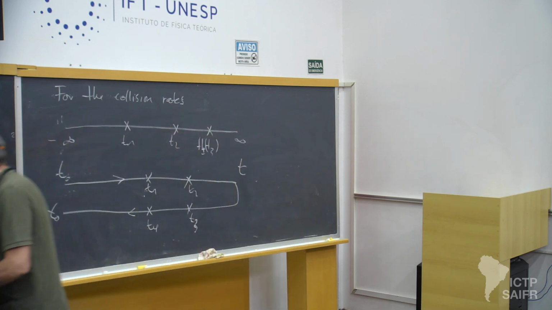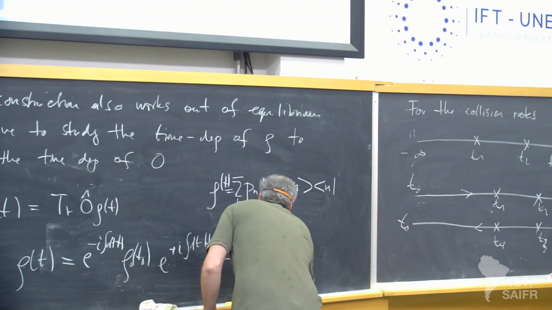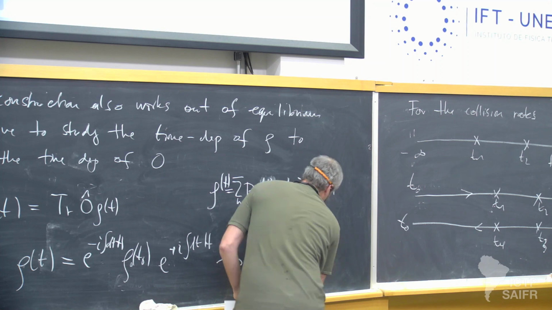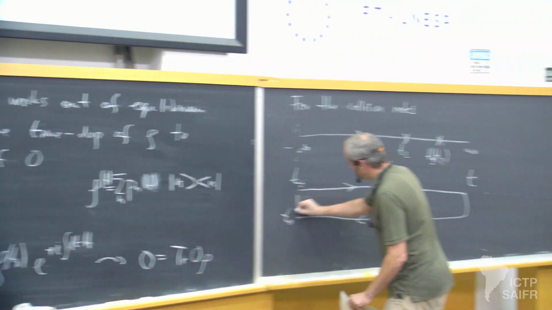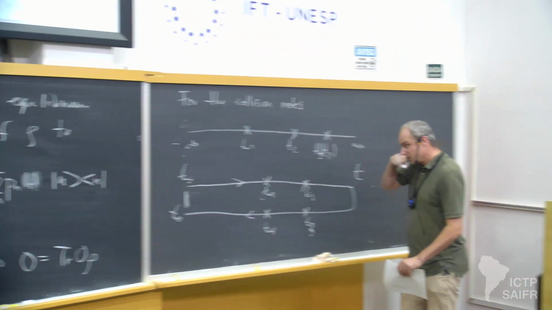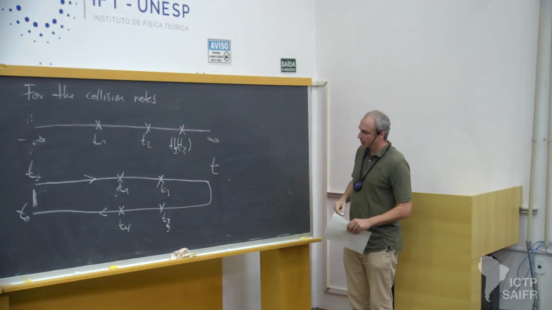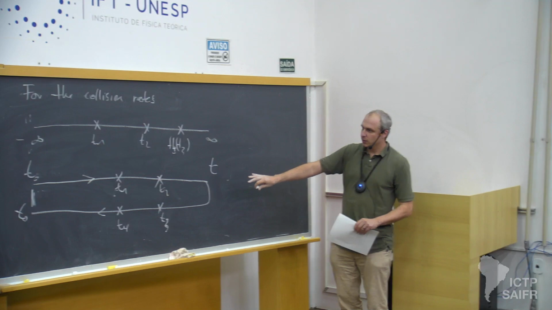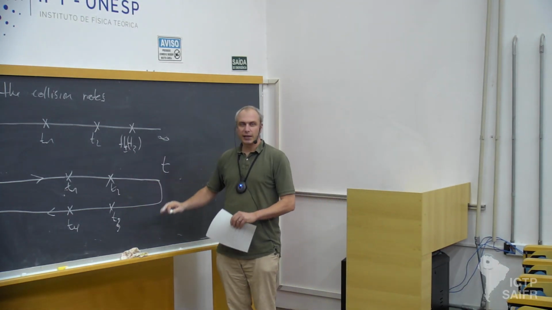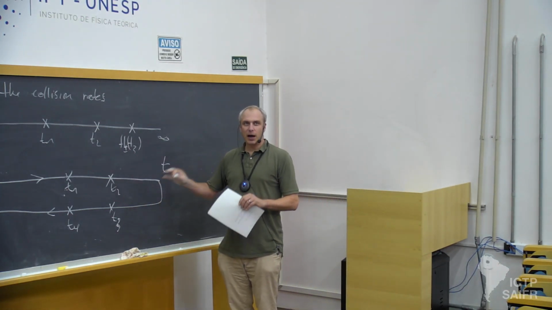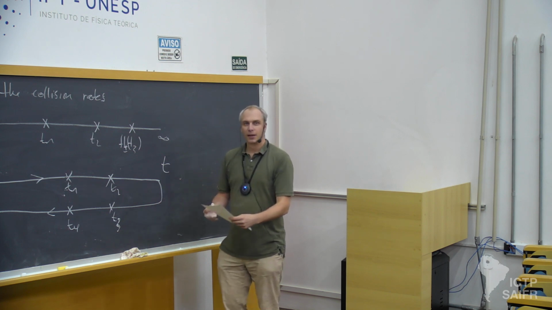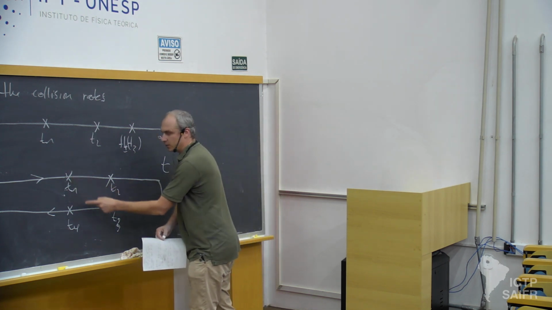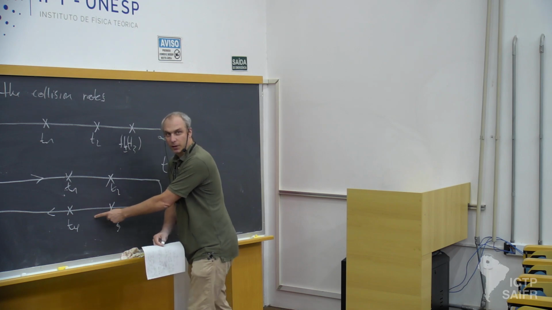Because in the end, remember, O is a trace of O times rho, right? So basically, because of the trace, you close the loop here. Okay? So the upshot of this construction is that in this picture, you don't care about time ordering, you care about path ordering. And the way you have to order stuff depends on if this guy is on the upper branch or on the lower branch. Okay?